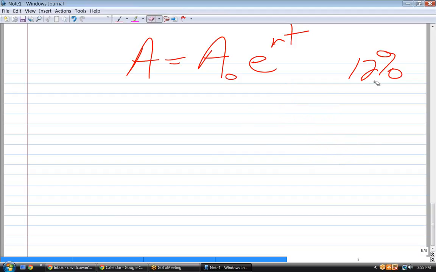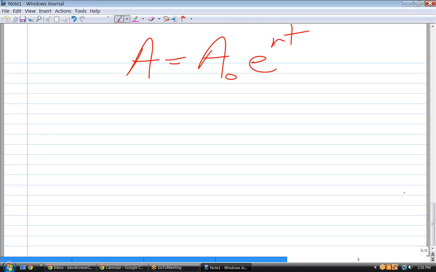Why is that? Well, because daily compounding compounds 365 times per year. Continuous compounding compounds an infinite number of times per year, literally, but it doesn't give you that much more improvement when you go from daily.